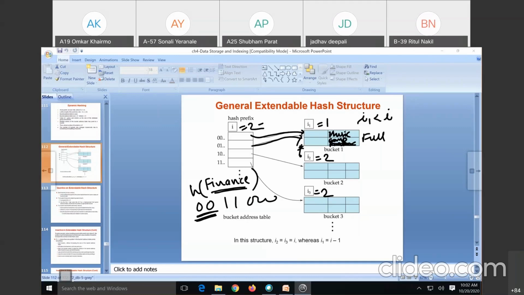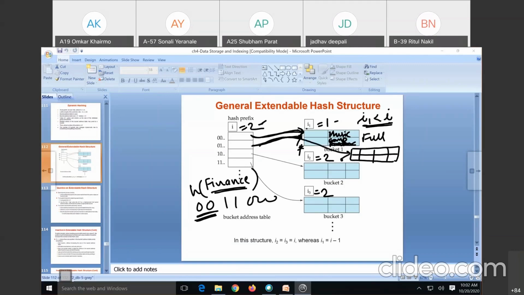Now check whether we can split the bucket. If i1 is less than i, what does that mean? It means that multiple pointers point to the same bucket. So in that case, only insert a new bucket here, and half of the pointers point to the first bucket and half of the pointers point to the second bucket.